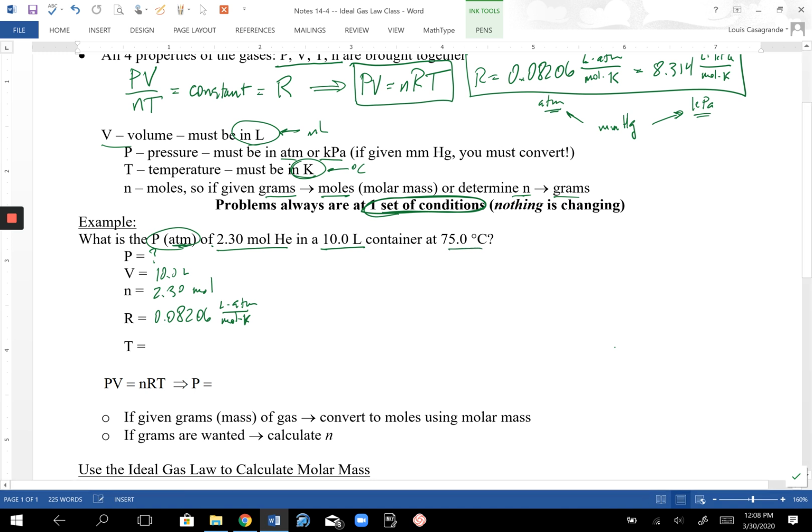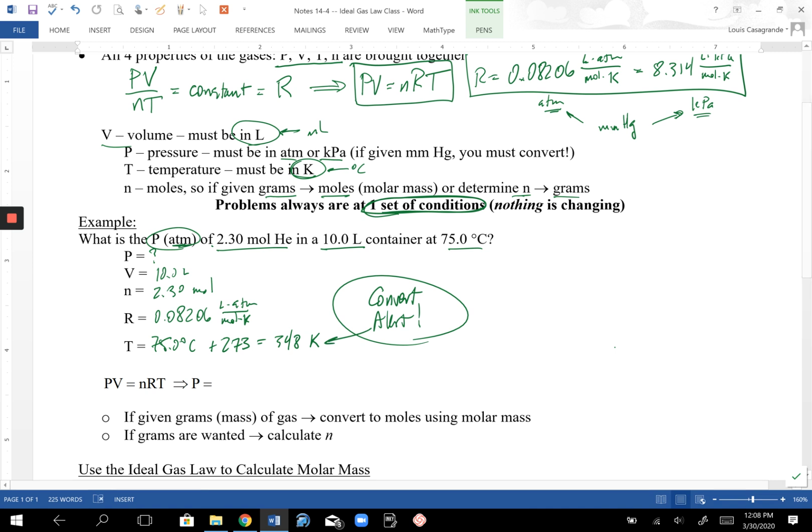That way you'll be sure you get the right answer at the end. And finally, the temperature, 75.0 degrees Celsius, but we have to add 273 to that and come up with 348 Kelvin. So don't forget, convert, alert. Always make sure you do that conversion.